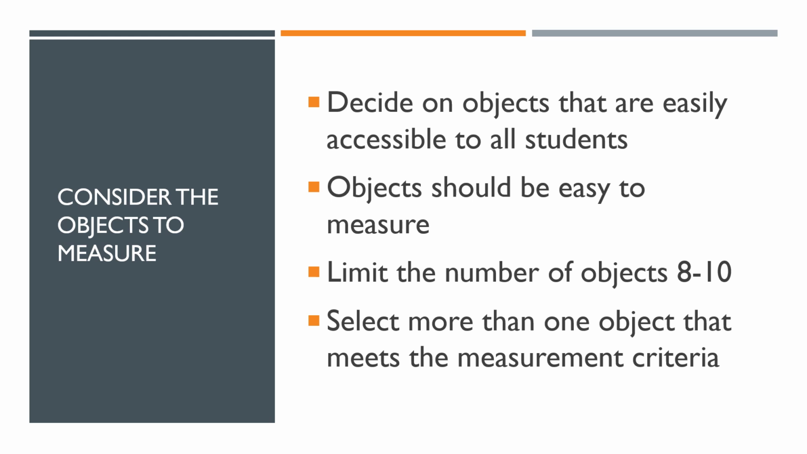And I would limit the number of objects that I include in my table, maybe 4 to 5 objects, or 8 to 10 objects if the students are a little older. Finally, I would select more than one object that meets the measurement criteria, because this will allow students to see that there is more than one right answer.